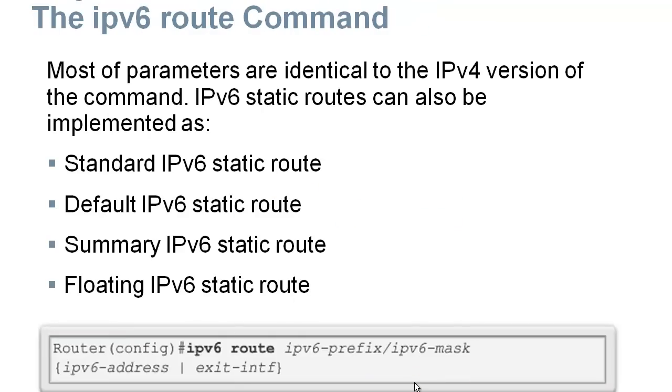All right, IPv6 routing is a little bit different. Remember, IPv4 and IPv6 are kept separate in the router, and they typically have separate commands. So it's ip route versus ipv6 route. After that, the command is the same: the network you're trying to get to, followed by either the address of the next hop or the exit interface.